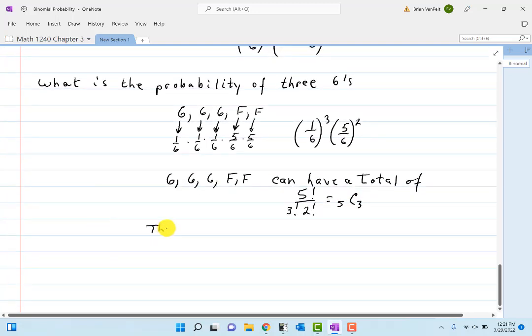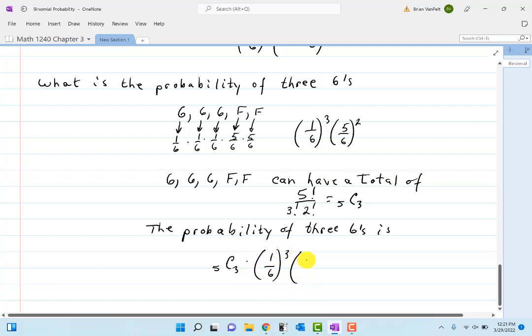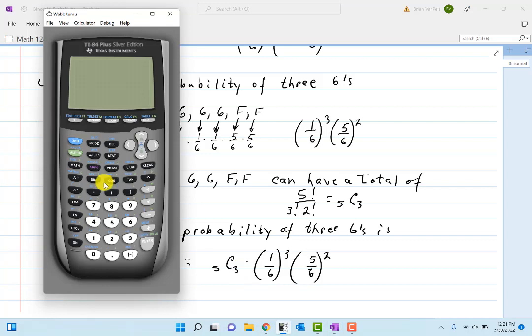Therefore, the probability of 3 6s is, I'll take my 5C3 times 1/6 to the third power times 5/6 to the second power. Let me use the letter P to represent this probability. Now let me have my calculator.